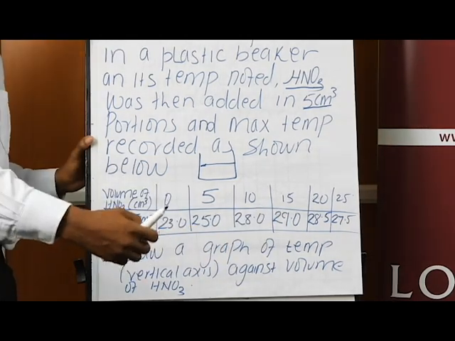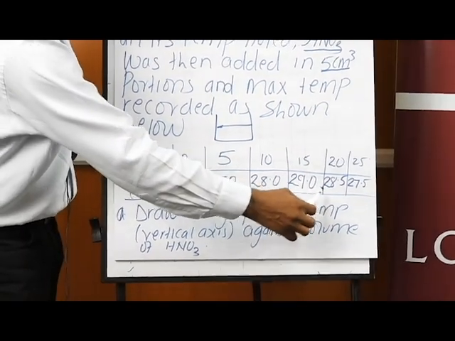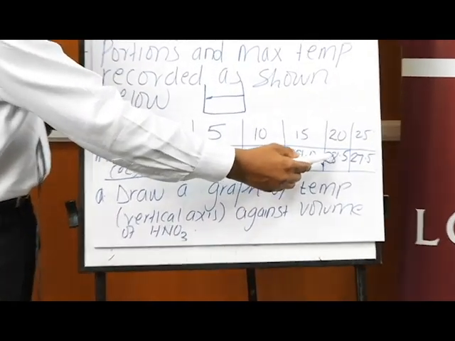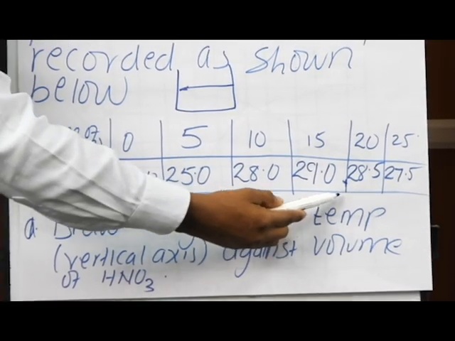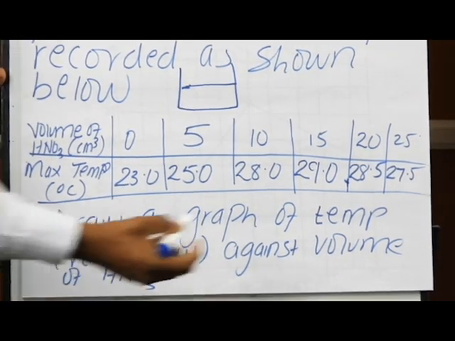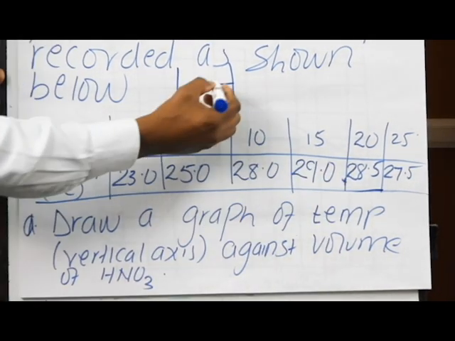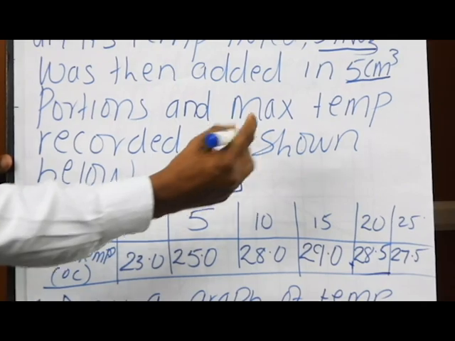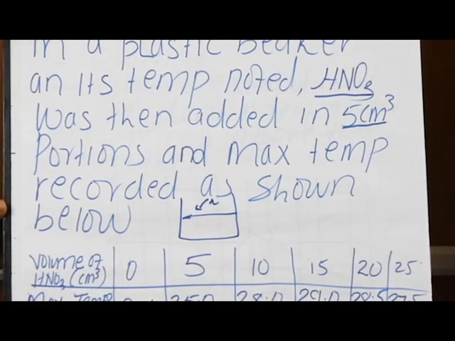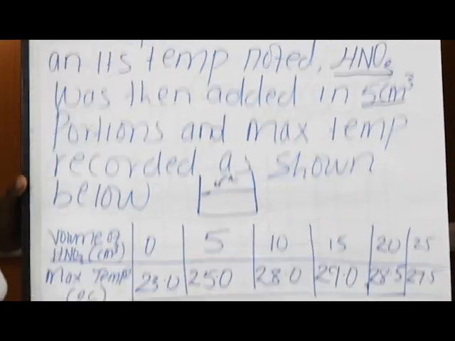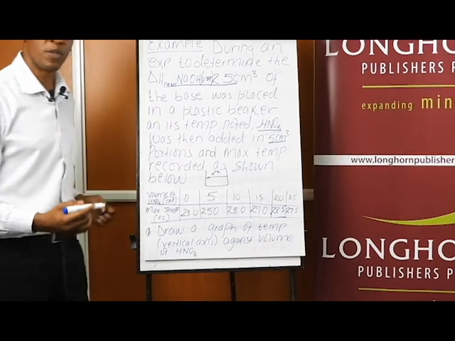But then after some time, after maybe I've added some 15 around there, you realize that I've added some 5 cubic centimeters, but instead of the temperature rising, the temperature has dropped. What must have happened here? Definitely, the reaction must be over. I am continuing to add some cold nitric acid, yet there is no more reaction. So the temperature starts to drop, and I can do that up to the 25.